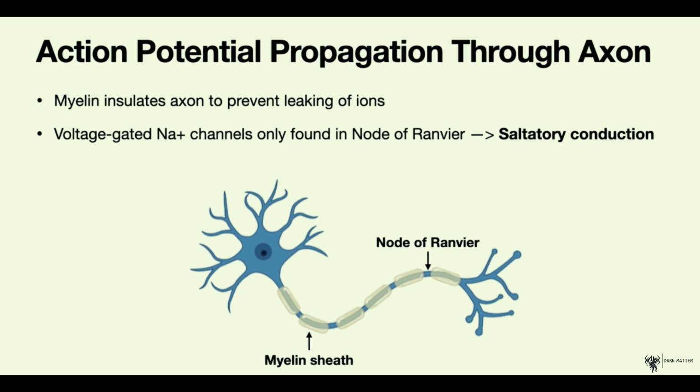So the result is what we call a jumping of the action potential from node to node, and this is referred to as saltatory conduction. Instead of having to trigger an action potential at every single segment of the axon, the current just flows through the axon, and then at each node of Ranvier, additional sodium ion channels are open, and then they further propagate this impulse.